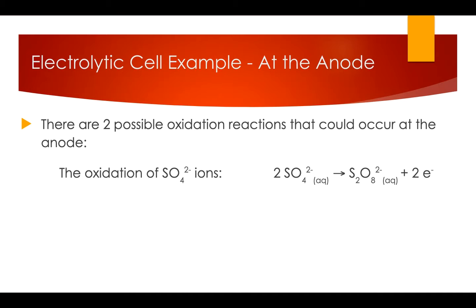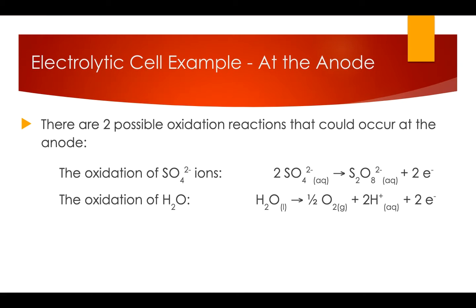Or, just like at the other side, we could get the oxidation of water. The oxidation reaction for water is that water breaks down into half an oxygen molecule, 2 hydrogen ions, and 2 electrons. So again, you would know if the oxidation of water is occurring because there would be bubbles forming, because in this case, you're forming oxygen gas.